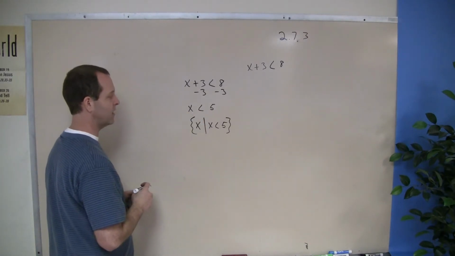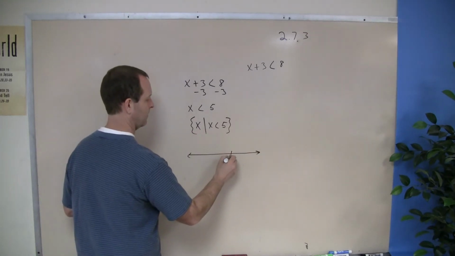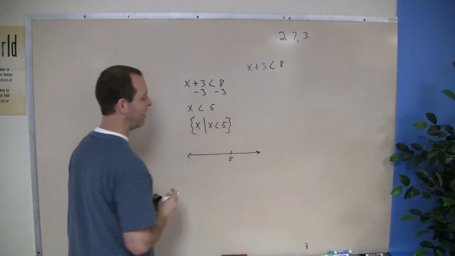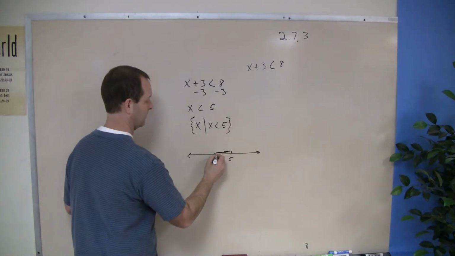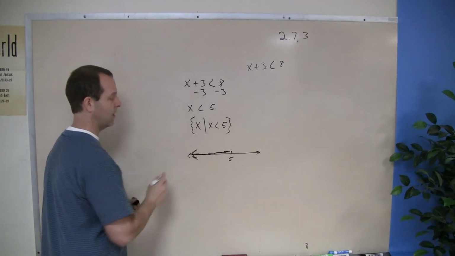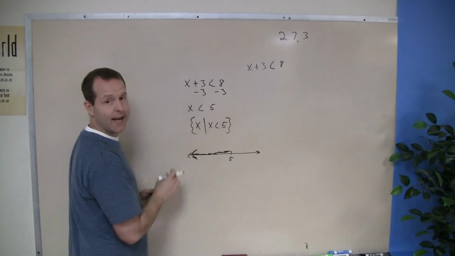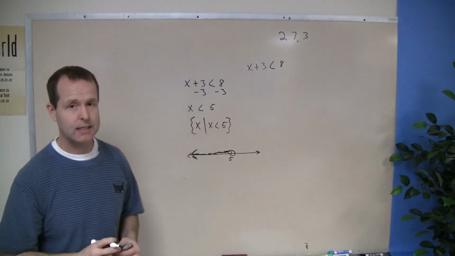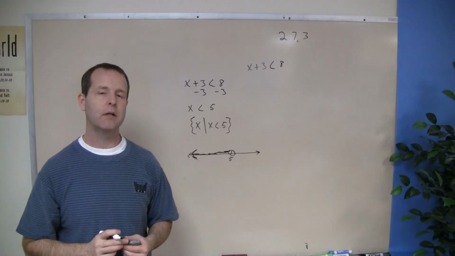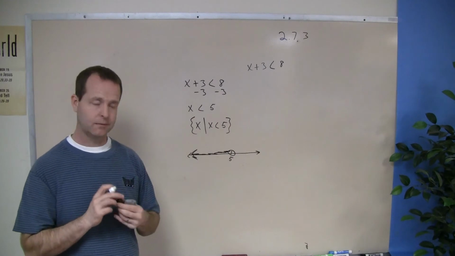Another way to do that is through a number line. And I have 5 marked, and it's telling me all numbers less than 5. And so some people will shade that in. Because a number is less than but not equal to, I need to designate that 5 is not a solution, but every number below 5 is a solution. And we do that with an open circle.